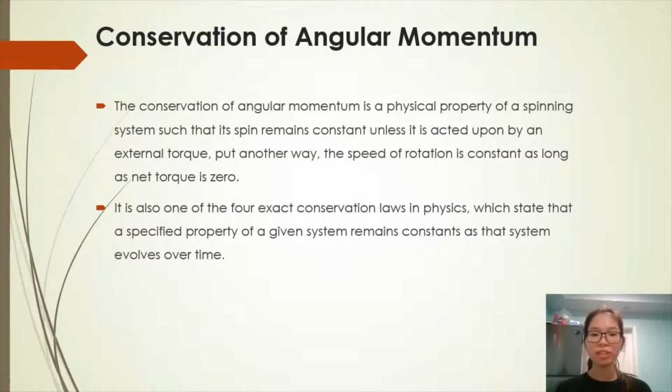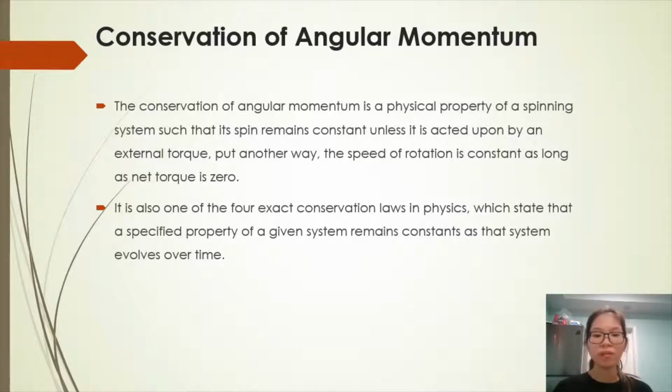The conservation of angular momentum is a physical property of a spinning system so that its spin remains constant unless it is acted upon by an external torque. Put another way, the speed of rotation is constant as long as the net torque is zero.